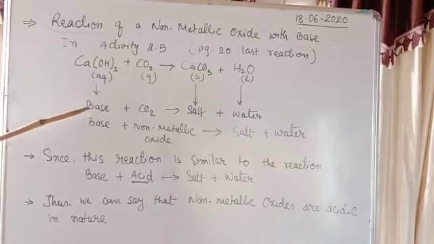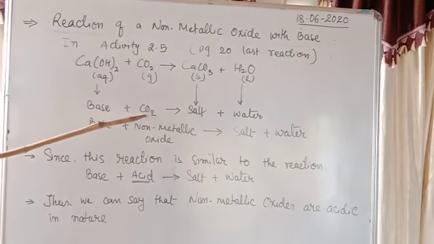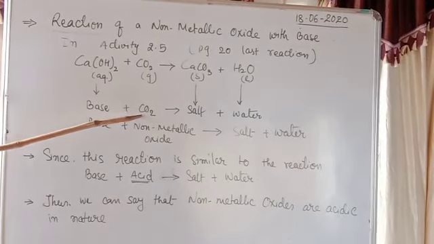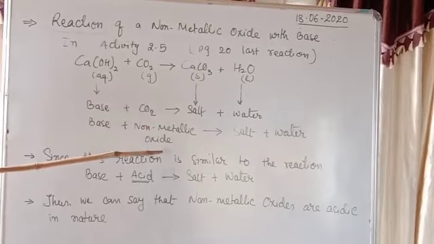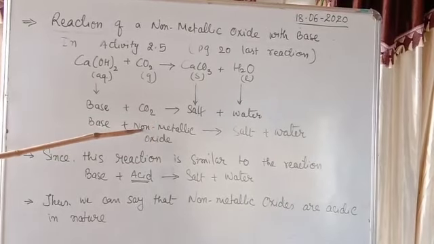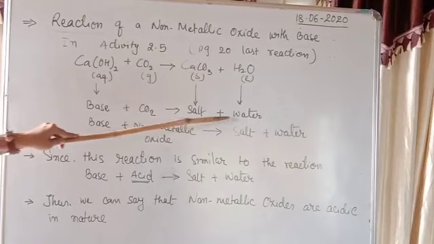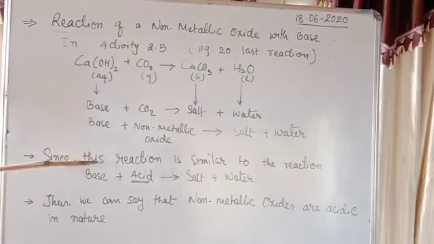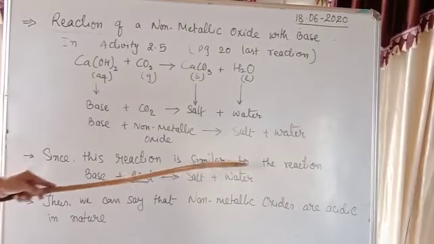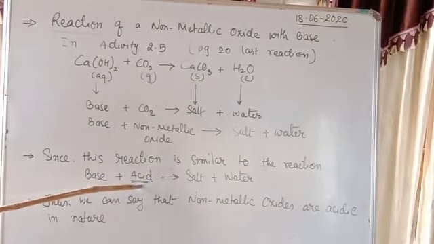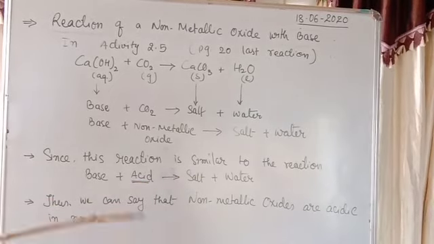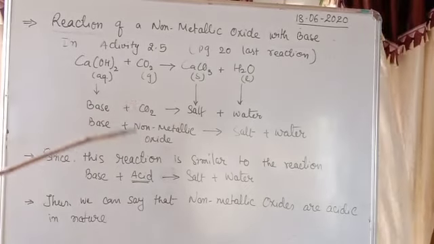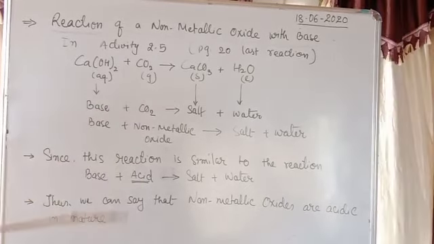Now think about that base and CO2. What is carbon? Is it a metal or non-metal? It is non-metal, so this we can say is a non-metallic oxide. Base plus non-metallic oxide gives you salt and water. Now come to the previous things. Since this reaction is similar to which reaction? Base plus acid gives you salt and water. So carbon dioxide, non-metallic oxide, acid. Taking everything together, what can we write?